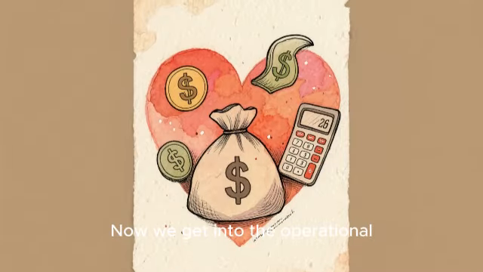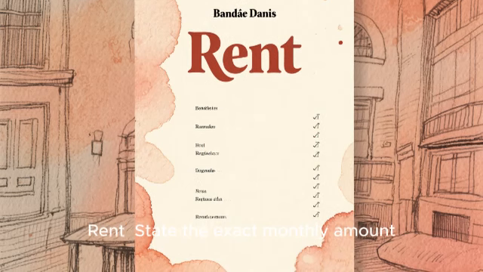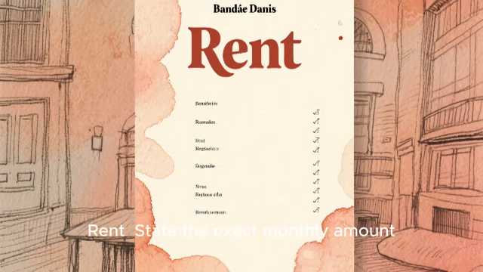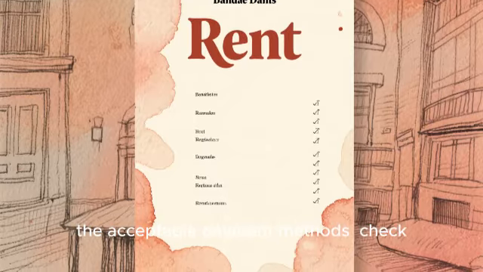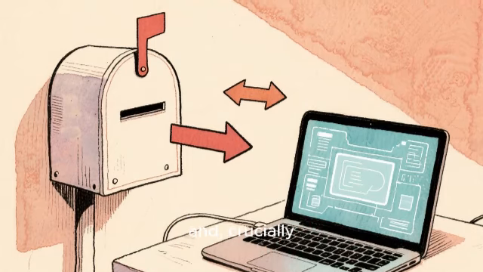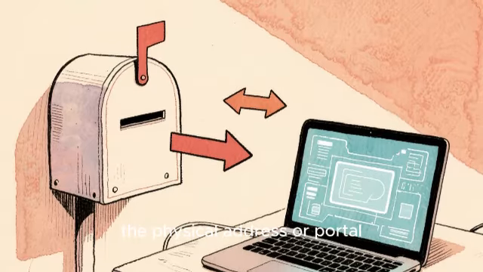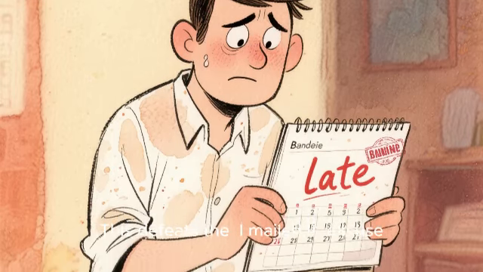Now we get into the operational heart of the lease, the financial clauses. Rent. State the exact monthly amount, the due date, for example, the first of each month, the acceptable payment methods, check, bank transfer, etc. And, crucially, the physical address or portal where rent must be delivered. This defeats the "I mailed it" excuse.